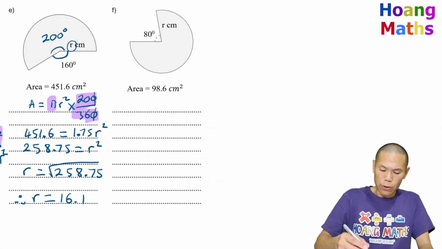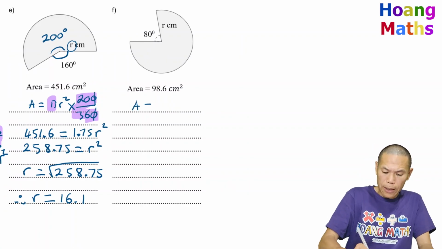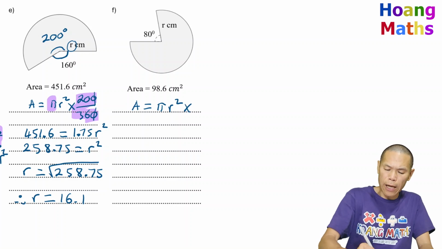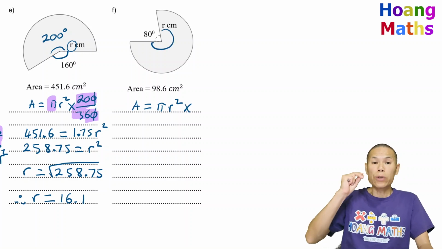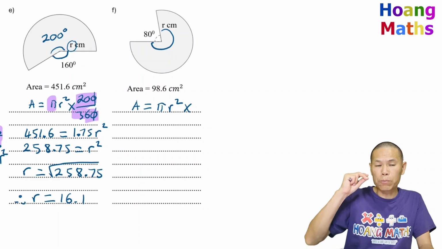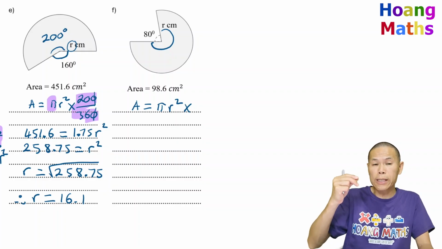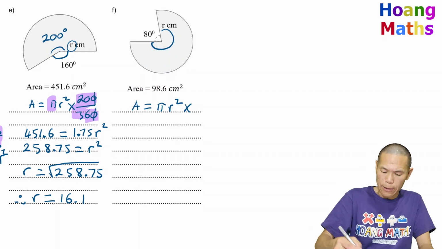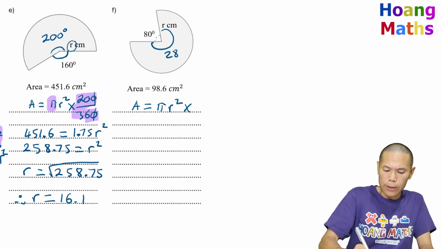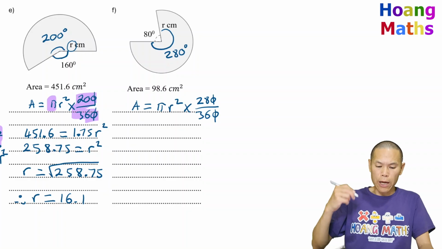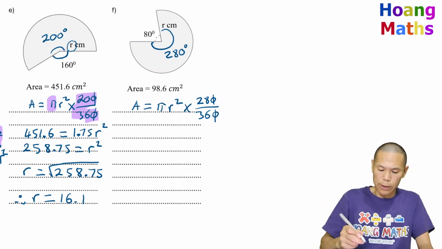Part F. So area A is pi r squared. And we times the angle inside here. 360 minus 80. So 360 minus 60 is 300. Minus another 20, it give me 280. So that is 280 degrees here. So we times by 280 out of 360. And we can cancel these two out. So the area of this is 98.6.